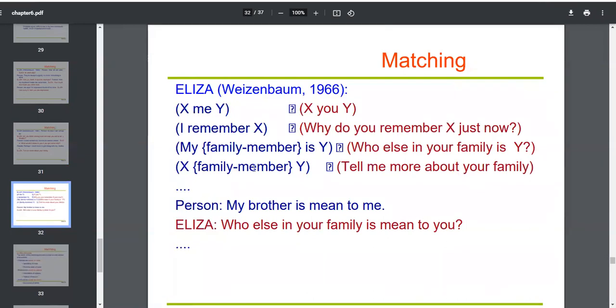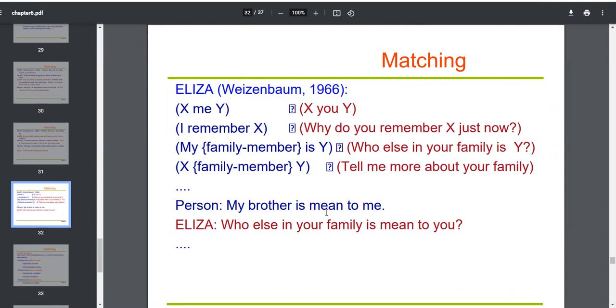Okay, X family member Y. So it will ask you, tell me more about your family. Whatever you talk about a family member, son, daughter, brother, sister, it will raise interest: I want to know more about your family. So it will ask you, tell me more about your family.